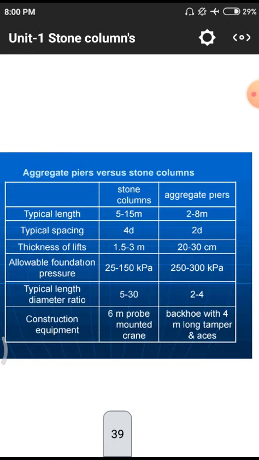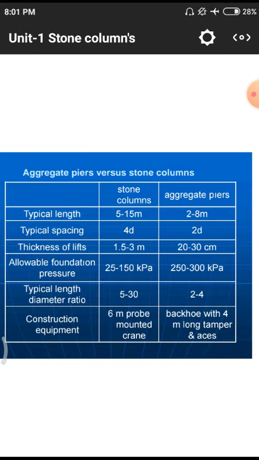These are the different typical lengths and different typical piers we need to use. Stone column 5 to 15 meters, and aggregate piers of 2 to 8 meters. A typical spacing of 4 times diameters and 2 times diameters. Thickness of lifts is 1.5 to 3 meters, and here we are having 20 to 30 centimeters. Allowable foundation pressure, likely all those are from different practitioners.